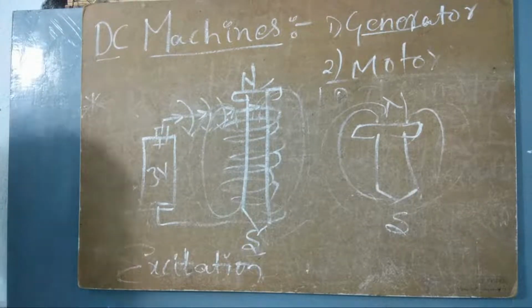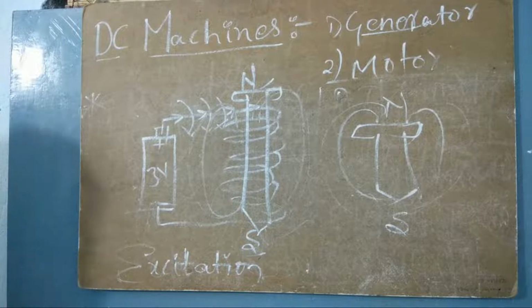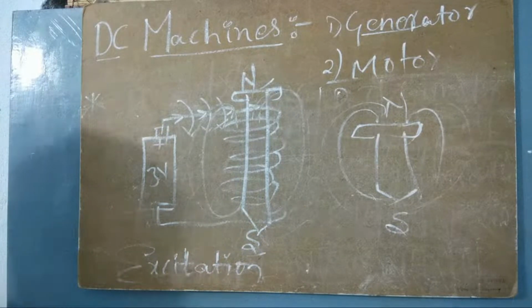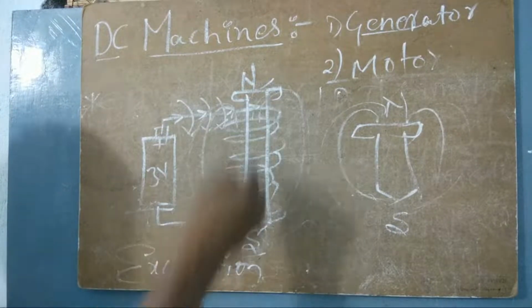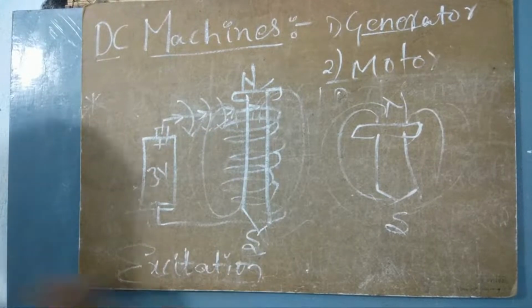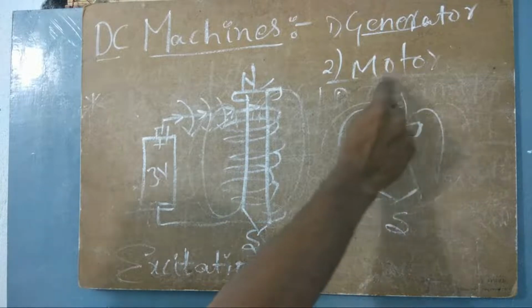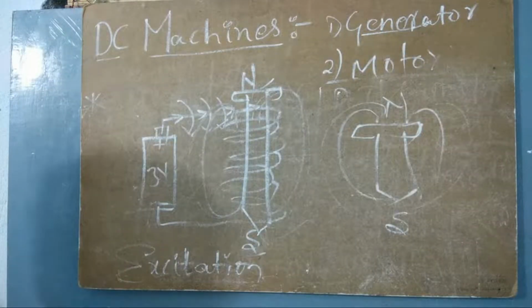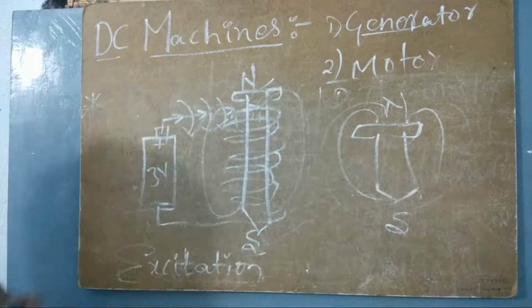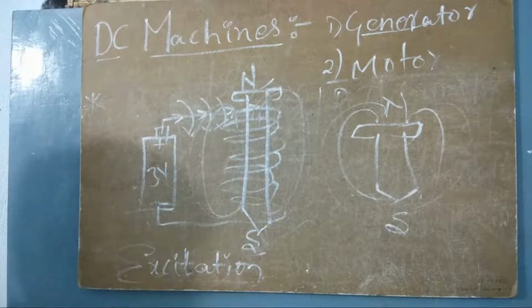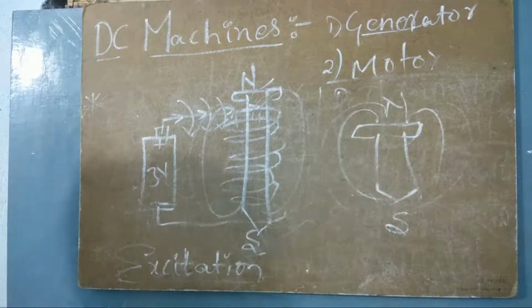I do not make all these things, but nature makes all these things. The process of giving some electrical energy to excite this one to make it a magnet is called excitation. Based on this excitation, the classification of motors is done. You must understand the excitation, and then you will understand how this motor is classified.